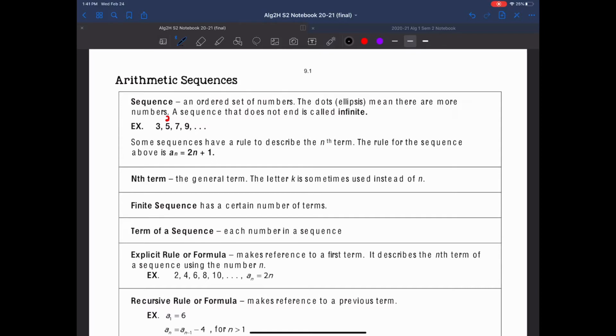First, we have the definition of a sequence. A sequence is an ordered set of numbers. The dots or ellipses mean that there are more numbers. A sequence that does not end is called infinite.